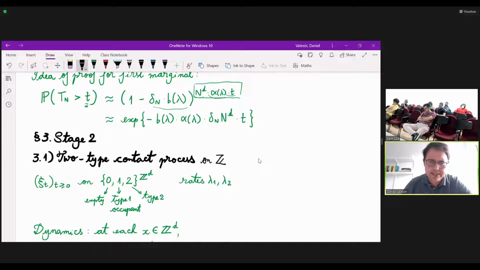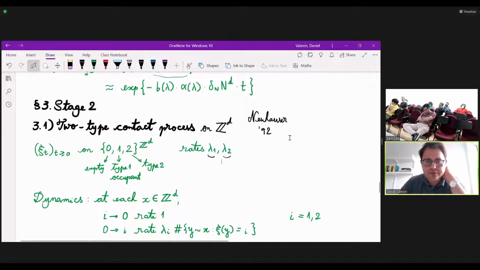So on Z^d, the 2-type contact process is an interacting particle system that was introduced by Claudia Neuhauser in '92 in her PhD thesis. And it goes as follows. It's a process on the state space {0,1,2}^(Z^d). The interpretation is that 0 means the site is empty, 1 means there's a type 1 occupant, 2 means there's a type 2 occupant. And there are 2 infection rates, so birth rate of type 1, birth rate of type 2.